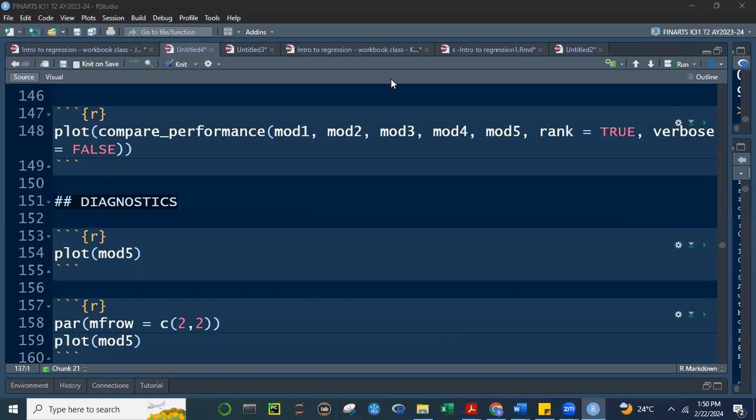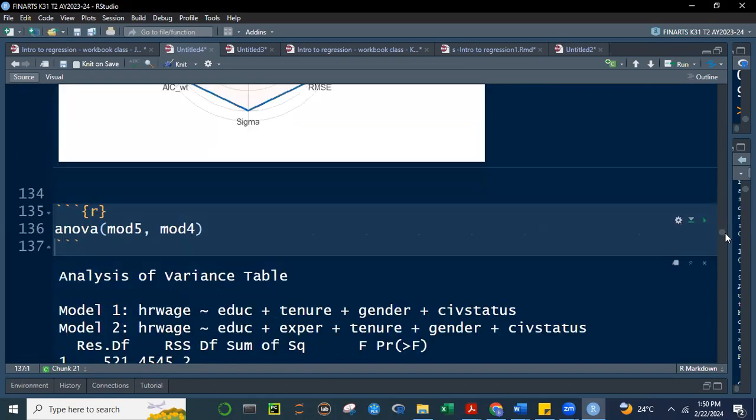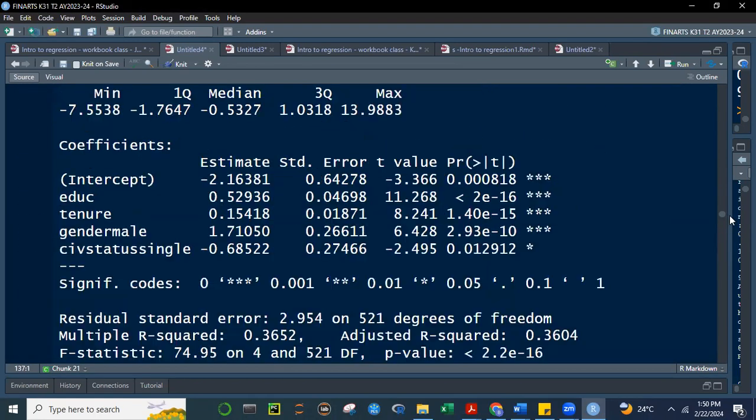Okay, so how do we now write, class, our final model? Anyone? How do we write our final model?